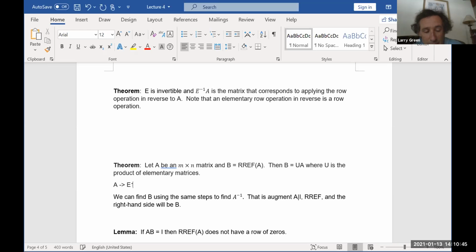and then we're going to do E1A, and then you do another row op, right? And that'll be E2 times E1A, because every time you do a row op, you're multiplying by a matrix. And then you do it again and again and again, and eventually you get RREF. That's what RREF is. Do you agree? And you end up with EN through E2, E1, A. Any questions on the idea there?